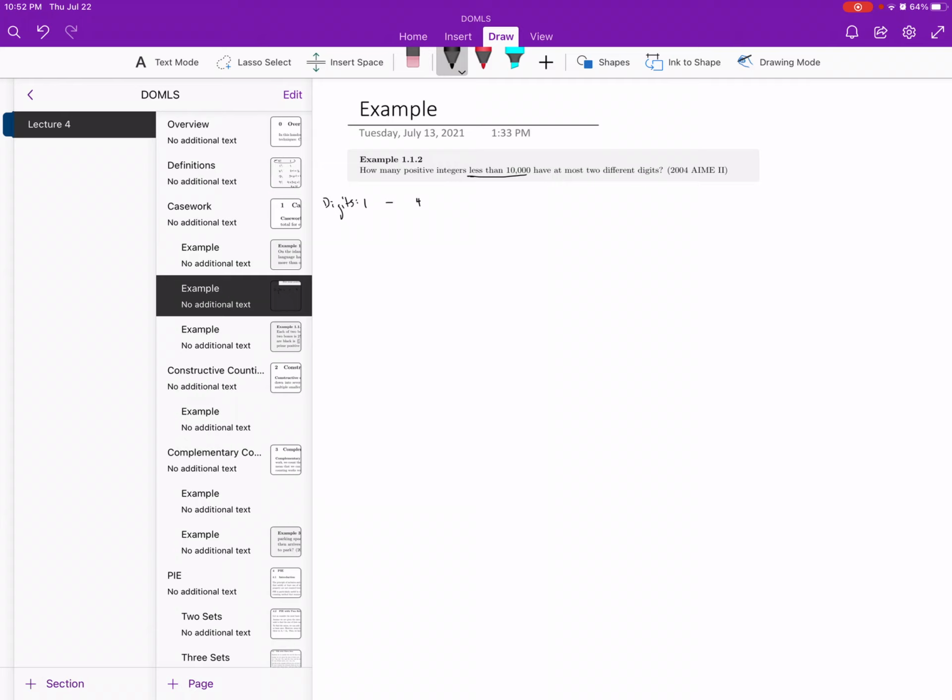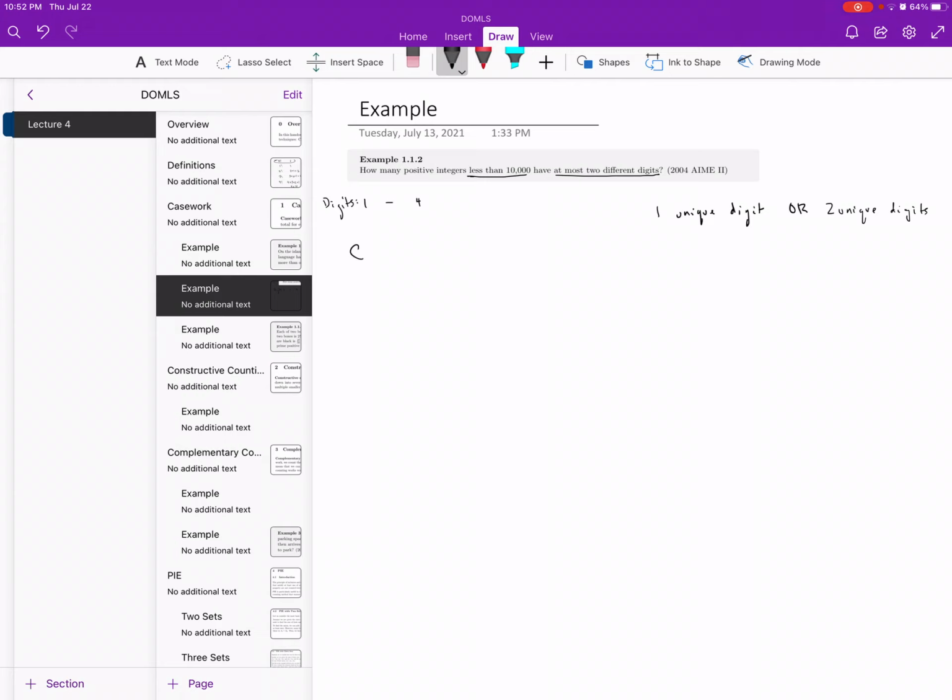Now, the other thing is, we have at most 2 different digits. So either there's one unique digit, or 2 unique digits. Or maybe a better word would be distinct rather than unique. So here, how many positive integers? Well, let's try doing our casework on the number of digits. So let's start with 1-digit numbers.